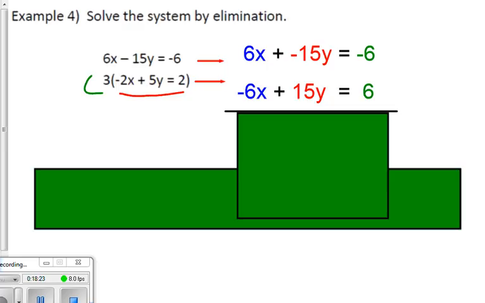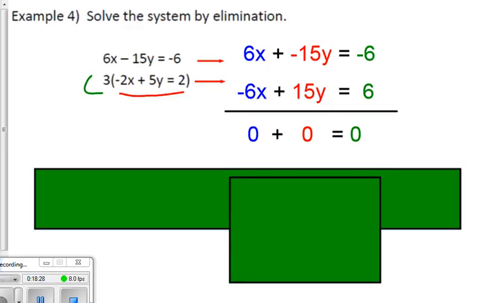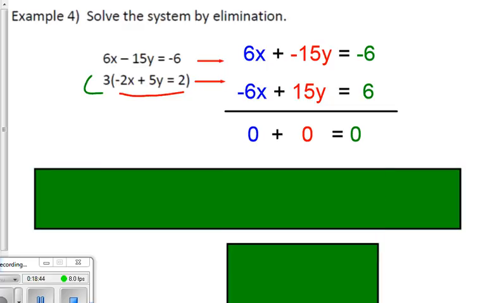Okay, so now I have my two equations written one over the other, and I add them together, and unfortunately I'm just going to get a bunch of zeros. 6x minus 6x is 0, -15y add 15y is 0, and -6 add positive 6 is just 0. In this case, or in a case similar to this, if you solve them out and you get nothing but zeros, let's think about if I took this whole equation and multiplied it by -1.